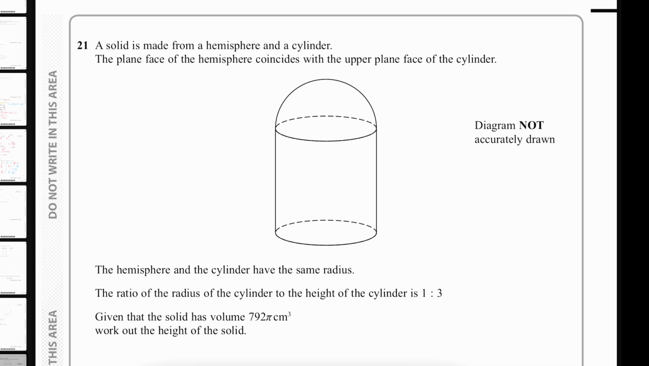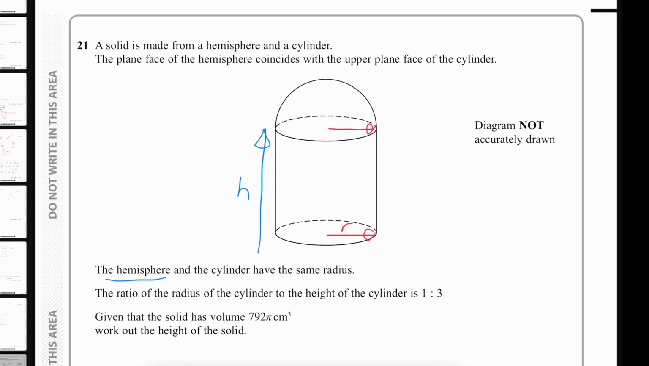Okay, so a solid is made from a hemisphere and a cylinder. The plane face of the hemisphere coincides with the upper plane face of the cylinder, which is basically saying that my two shapes are stuck together. Okay, the hemisphere, so that is half a sphere, and the cylinder have the same radius. So these two from there to there, there to there, they are the same, they're linked together. Okay, the ratio of the radius, so my R, and the cylinder's height, so from there to there, my height is in the ratio of 1 to 3.